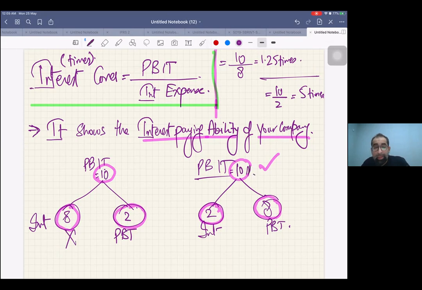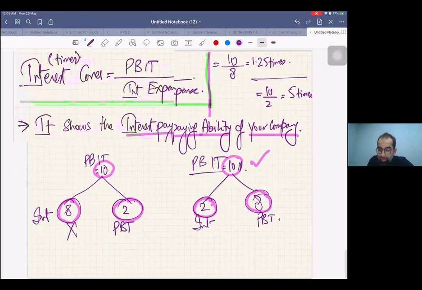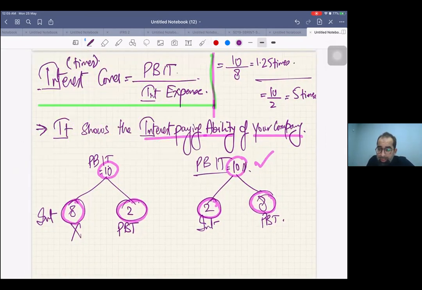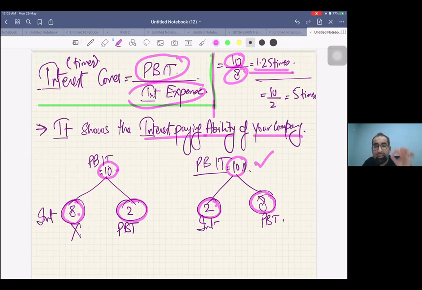Now let's compute. Let's talk in terms of interest cover. What is the formula of interest cover? In the numerator is PBIT, divided by interest expense. So let's go to the first company. PBIT is $10, interest is 8. So 10 divided by 8, the answer is 1.25 times.